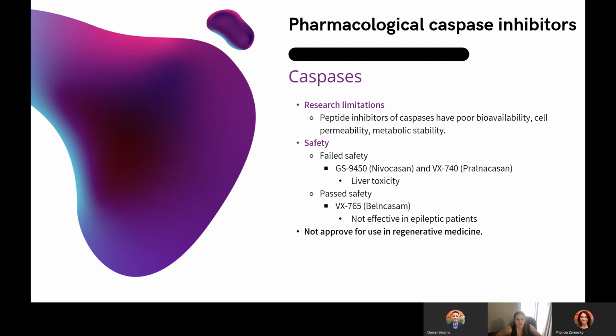Two caspase inhibitors, GS9450 nivocasan and VX740, have been shown to have liver toxicity in animal studies. However, VX765 passed safety studies but was not effective in epilepsy patients. The previous study we reviewed showed promise for caspase inhibitors in regenerative medicine, but no clinical trials have been done to support their safety and efficacy in regenerative medicine. So even though it shows promise, it is not something that we can use for better efficacy of regenerative medicine at this time.